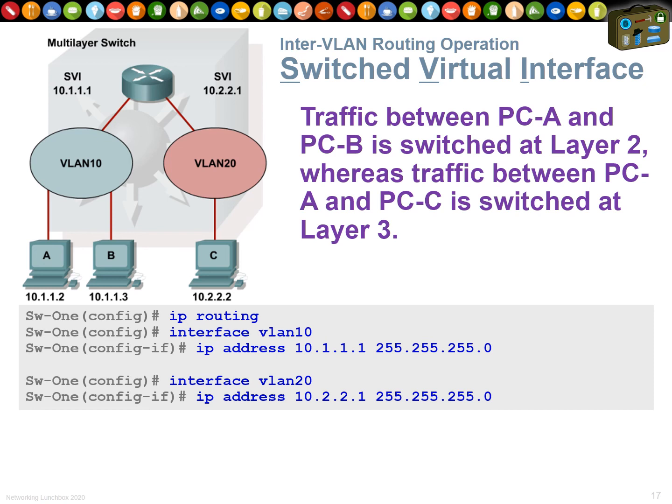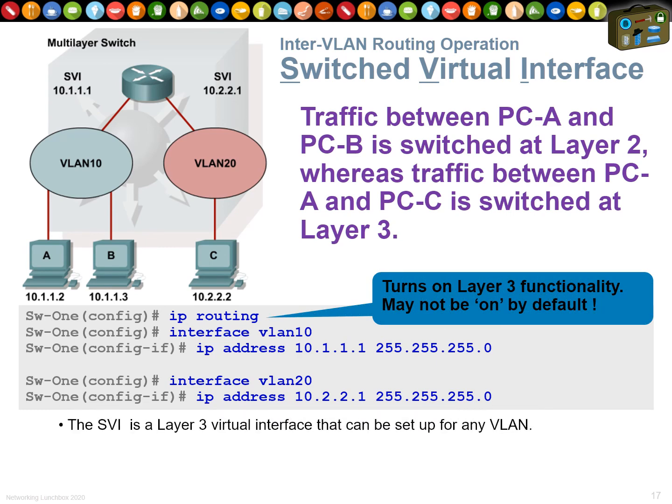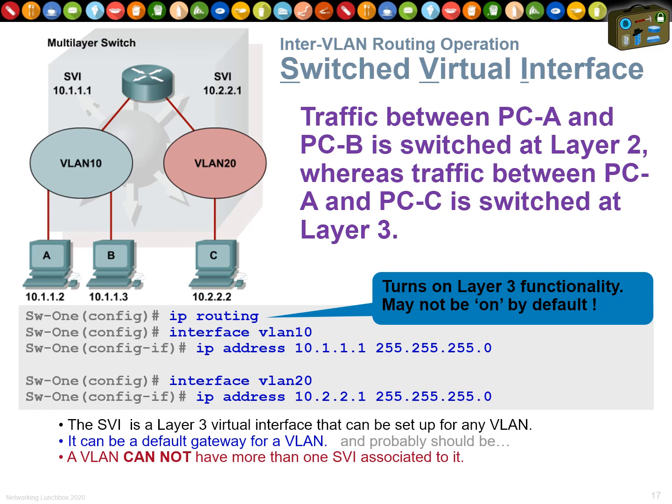And then we'll just set up virtual interfaces. Interface VLAN 10, IP address; interface VLAN 20, IP address. These are now two layer 3 routing interfaces. A switched virtual interface is a layer 3 interface. It can be set up for any VLAN. It should be the default gateway for all users on that VLAN. A VLAN cannot have more than one SVI. If you've got VLAN 10, you can't make interface VLAN 10 and interface VLAN 20 both be on VLAN 10. It doesn't work. Also, switched virtual interfaces do not support subinterfaces.